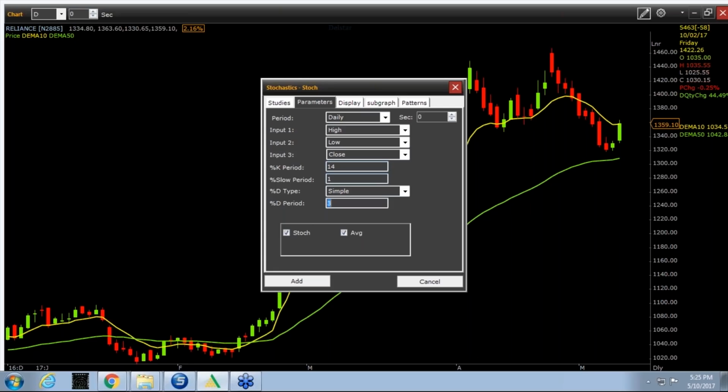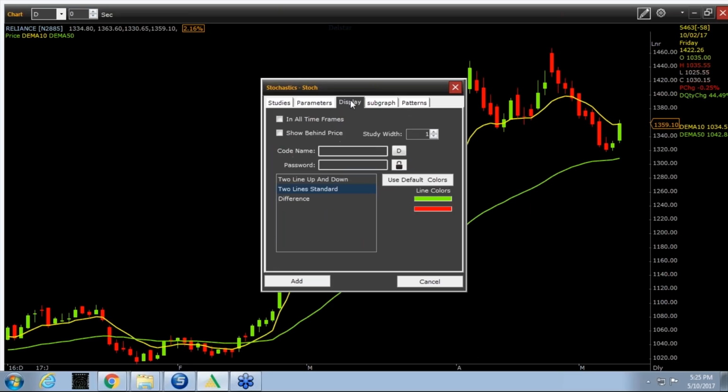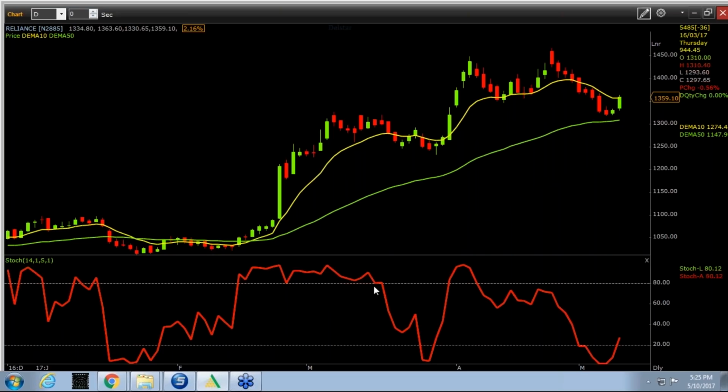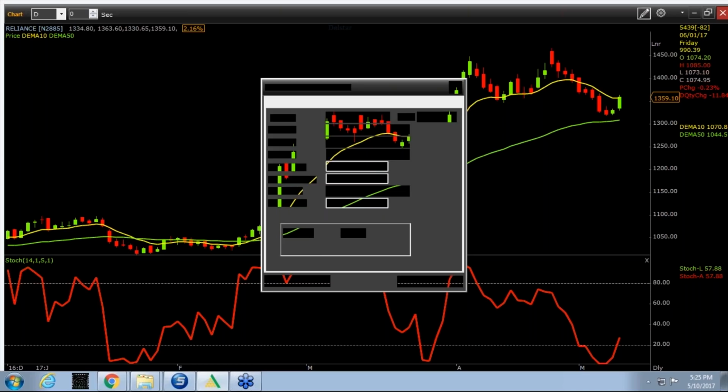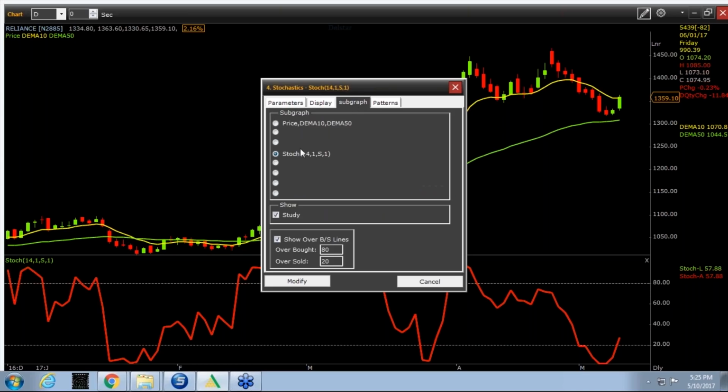Now what we'll do is, for the stochastics, we have the input line. Here we'll take a 14 period, because that's one, and we'll just keep everything as 1, so that we don't have any confusion. I go to display, and I just increase the width, so that you can study it better. I made it 3. Now you can see for yourself that this is a 14 period stochastic, and the lines are automatic.